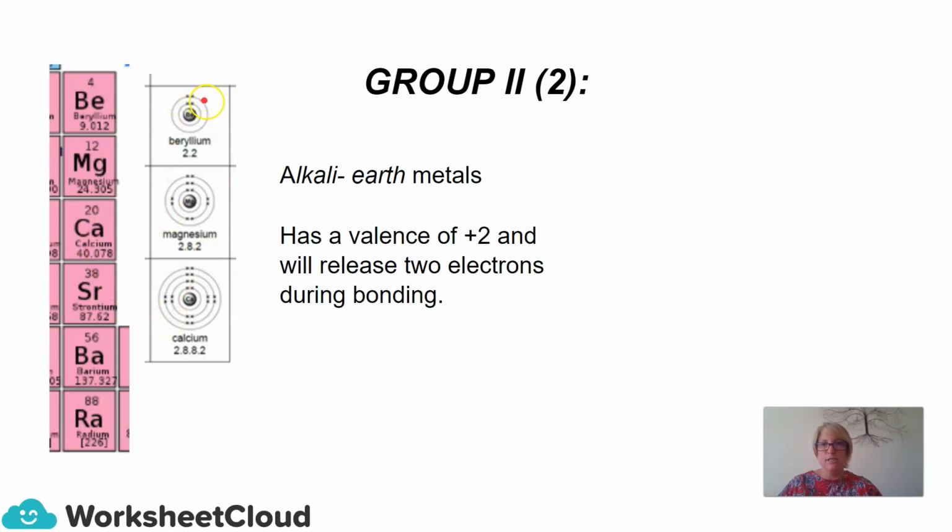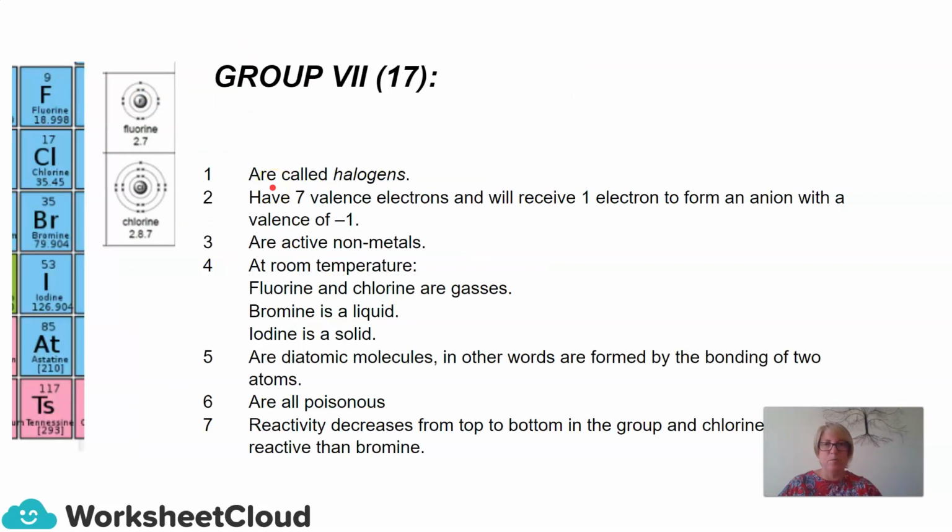But what you will notice is in the outer shell, they only have 2 electrons. So beryllium's outer shell has got 2 electrons. Magnesium's outer shell has got 2 electrons. Calcium's outer shell has got 2 electrons. And that is why we find all of these atoms in the same group.